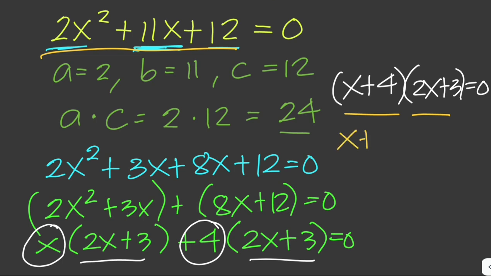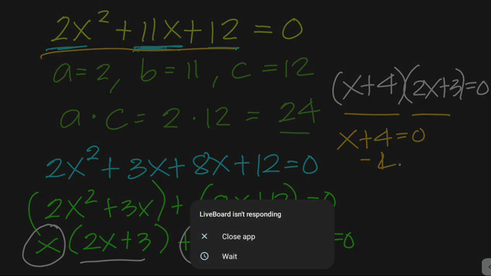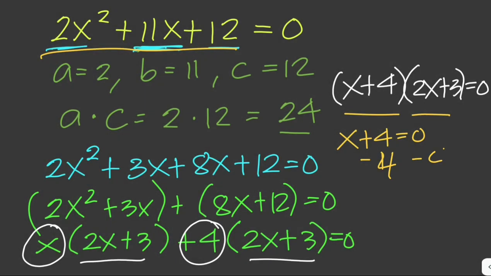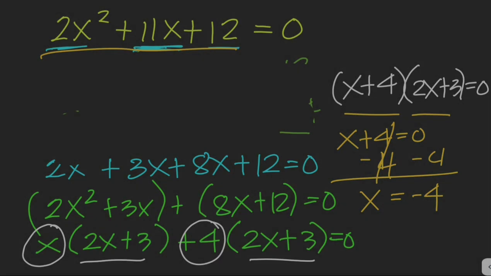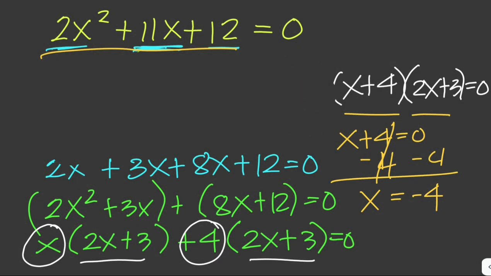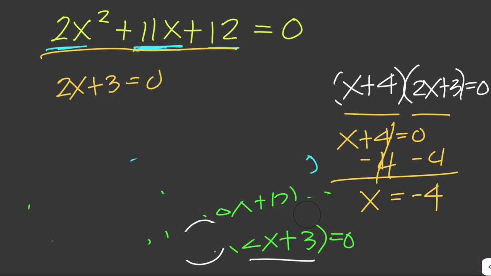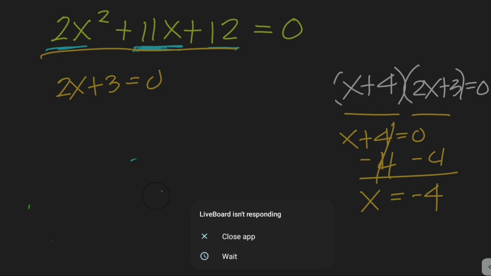So that would be x plus 4 equals 0, and then we subtract 4 from both sides. Therefore, x here is equal to negative 4. That is one of the values of x. Then the other x is from 2x plus 3 equals 0. Let me delete this first.